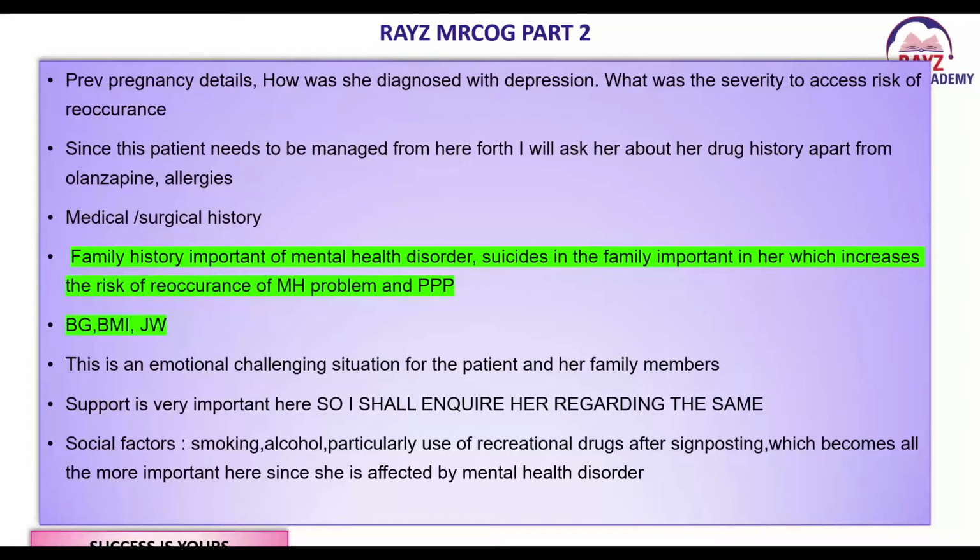This condition is an emotionally challenging situation for the patient and her family members. So support is very important here. So I would like to ask, how is the support at home? I would also like to inquire about her social factors, about her smoking, alcohol, particularly if she is using any recreational drugs, and signposting, which becomes all the more important here as she is a case of mental health disorder.